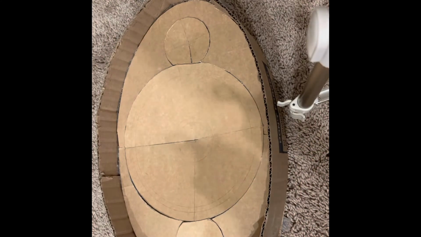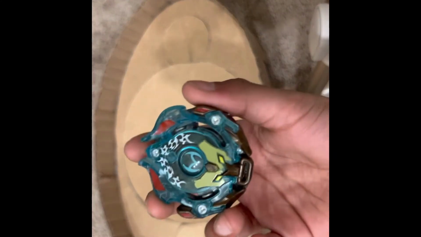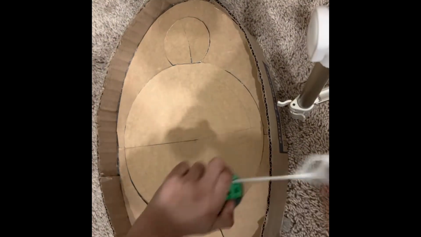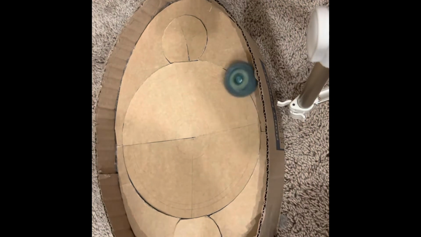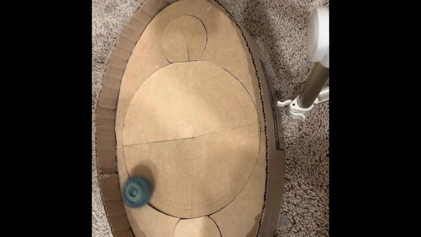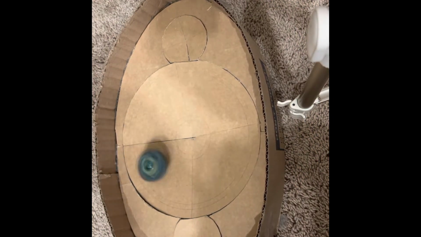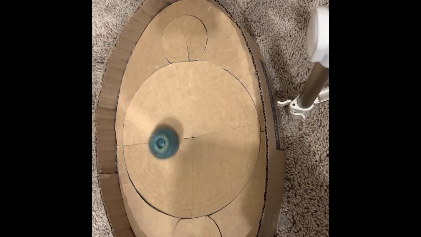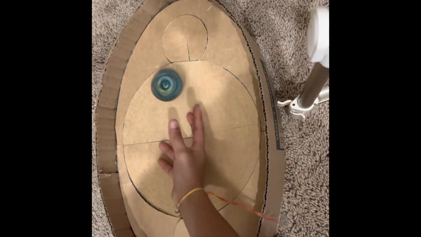So this is the Hasbro Turbo Launcher, and this is a Hasbro Minoboro Spay. 3, 2, 1, let it grip. As you see, it is moving pretty fast. That's because I jolted the launcher, but in real life here, it's not actually spinning that fast.